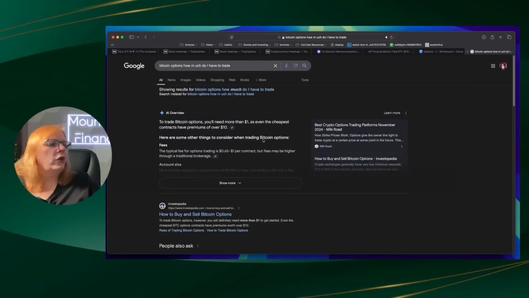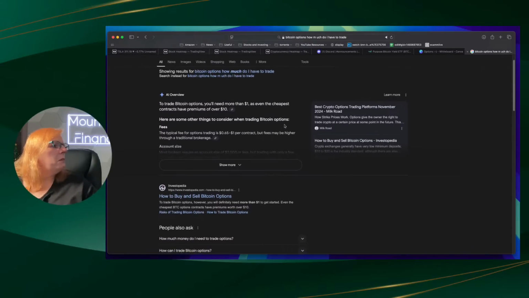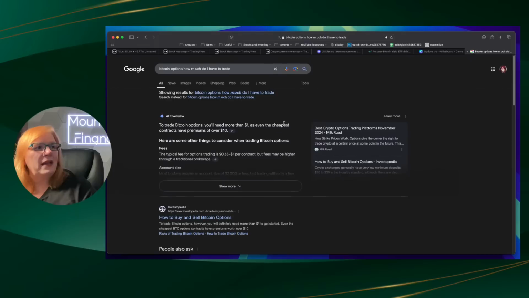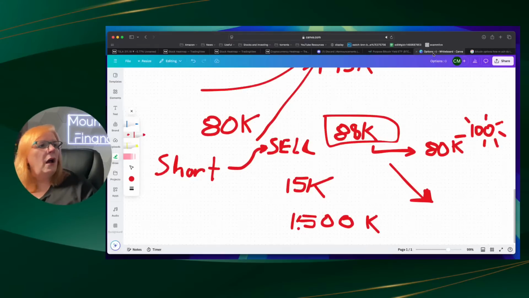Okay, apparently with Bitcoin you're not limited to the 100. It looks to me like you can do well. This here is saying that there's contracts with premiums over $10. You'll need more than $1. The cheapest contracts have... Yeah, so it looks like that makes sense, because Bitcoin is as expensive as it is. Good, that's good.